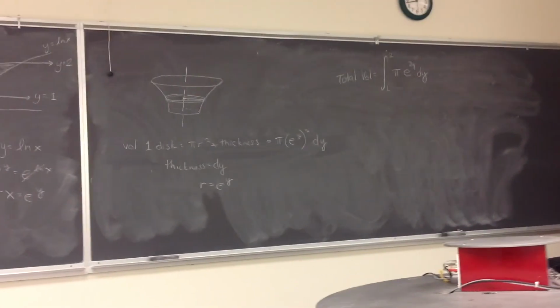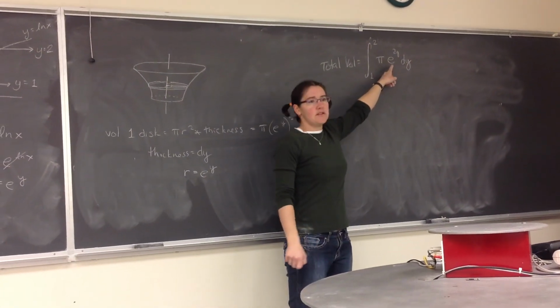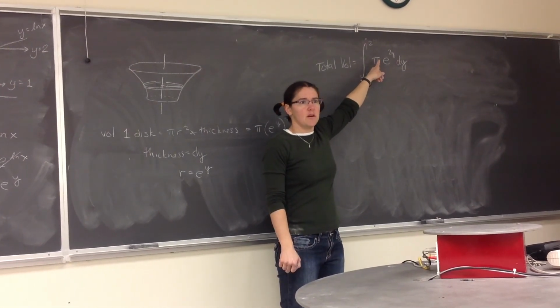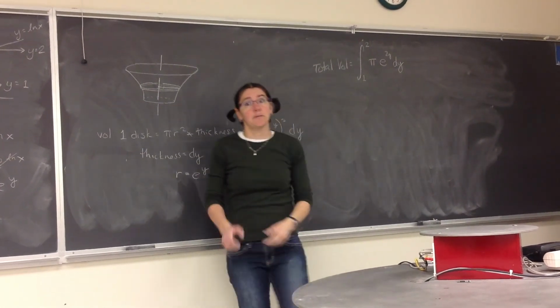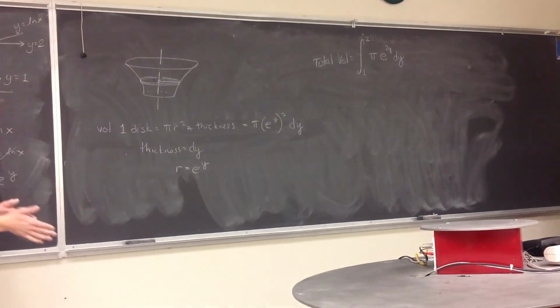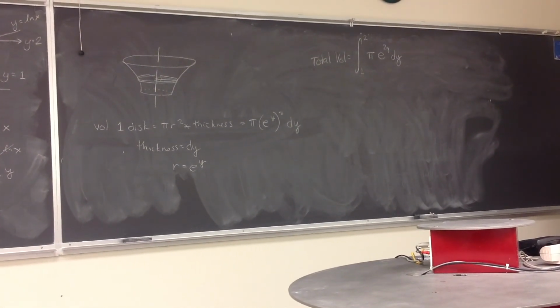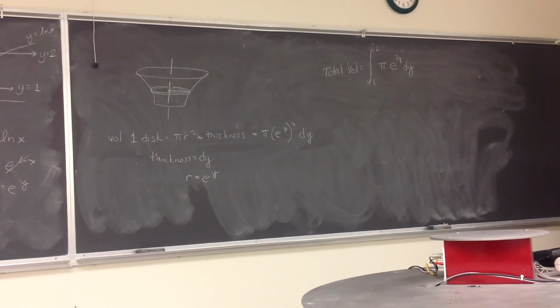If we wanted to solve this, we would pull the pi out in front, and then I'd have e to the 2y, and I might do a u substitution on that, or if I've done enough of them, then I know what the antiderivative of e to the 2y is. But if I wasn't sure, I could do a u sub on this one. All right, questions or comments on that? Going once? Going twice? Okay.